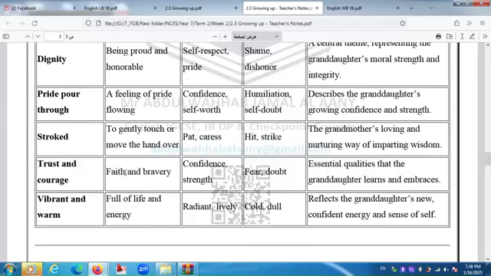Trust and courage, those are positive ideas or themes. It means faith and bravery. Another meaning, confidence and strength. The antonym is fear and doubt. And the effect of using trust and courage is to show essential qualities that the granddaughter learns to embrace. Okay?